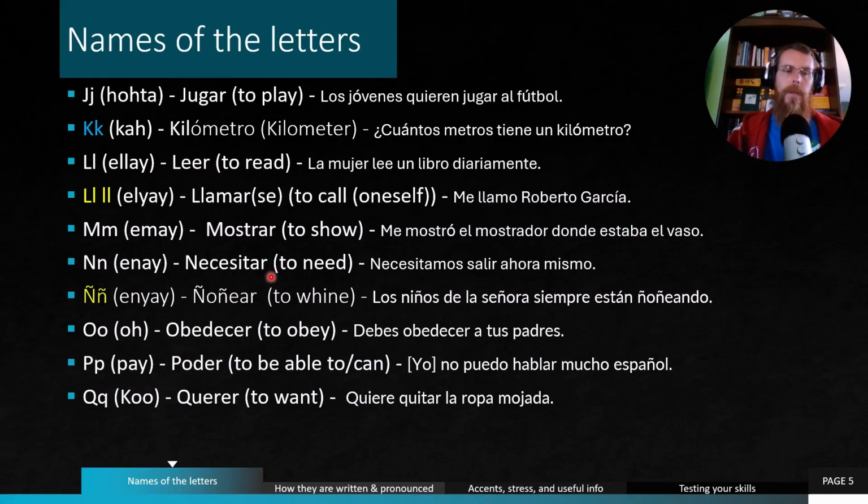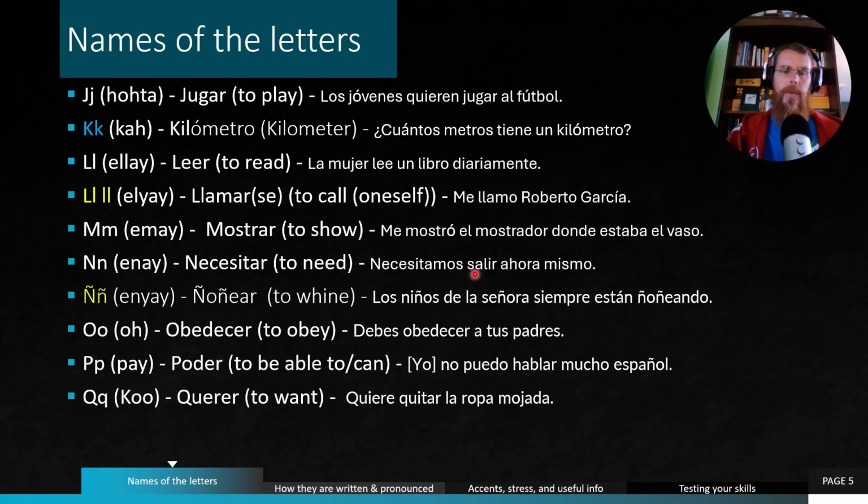Enne, and the verb is necesitar. It means to need. This is a good verb to know. Necesitar, necesito, I need. Necesitar, to need. Okay, and necesitamos salir ahora mismo. So necesitamos is conjugated necesitar as we need to. So necesitamos is conjugated as we need.